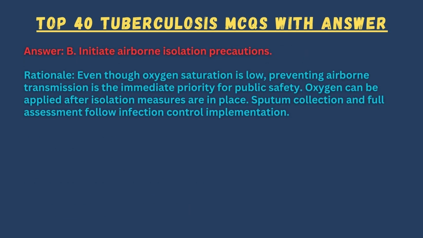Answer: B. Initiate airborne isolation precautions. Rationale: even though oxygen saturation is low, preventing airborne transmission is the immediate priority for public safety. Oxygen can be applied after isolation measures are in place. Sputum collection and full assessment follow infection control implementation.